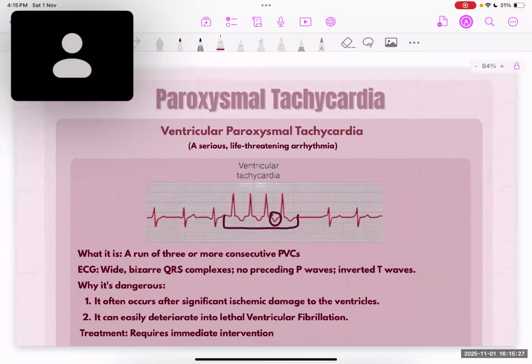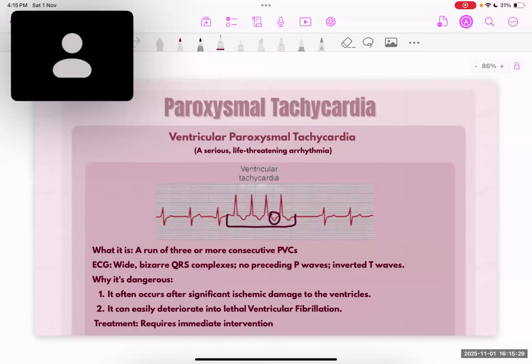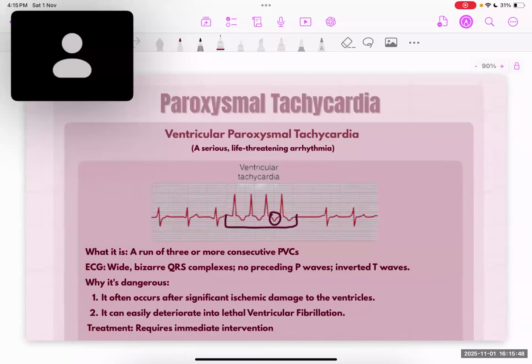Why is this dangerous? It can often cause ischemic damage to the ventricles. And one of the bigger reasons is that it can lead to ventricular fibrillation, which is a very lethal condition. You need to fix it within 1 to 3 minutes. Otherwise, it can cause death. It's very serious, and you need immediate intervention for this.